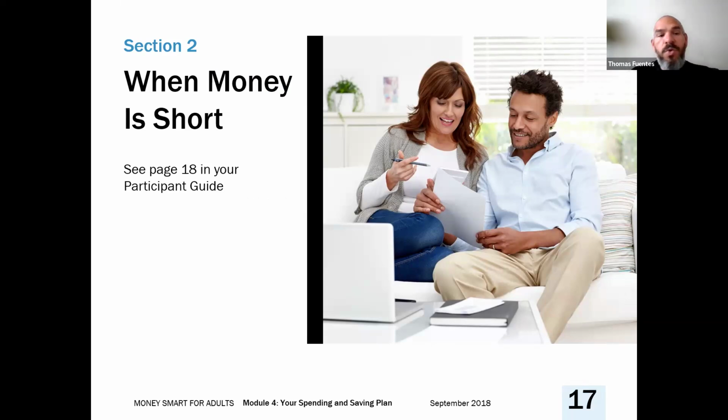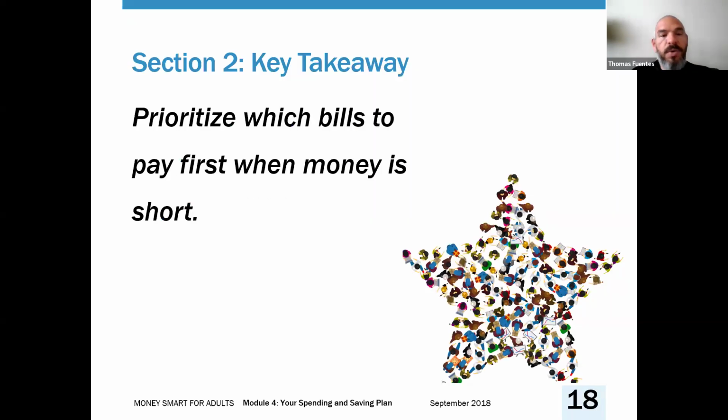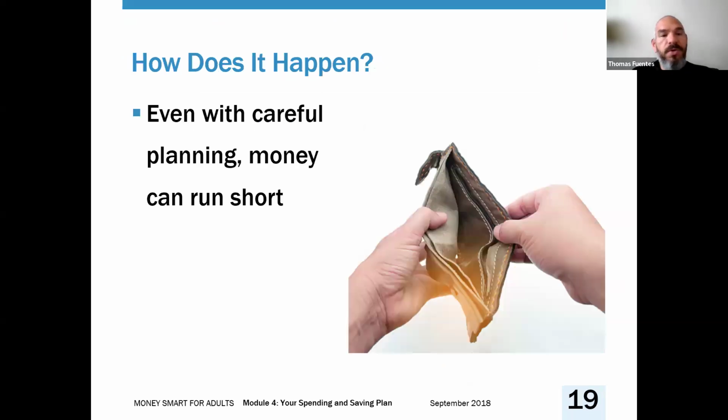So let's move on to when money is short: prioritizing which bills to pay first when money is short. And it's important, right? So how does it happen? Even with careful planning, money can run short. We may not have enough money to pay for the monthly bills that we have, and we have to make adjustments to our plan. We could have medical expenses that are unexpected.